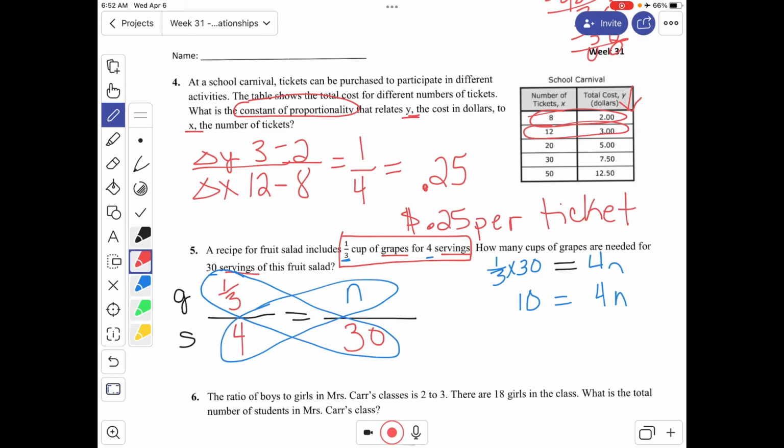Now to solve that, we would need to do the opposite of multiply, which is divide, because I want to get that variable by itself. 10 divided by 4. And you can go off to the side and work that out if you need to. But that's going to equal 2.5, and n on the other side. So how many cups are needed? 2.5 cups.